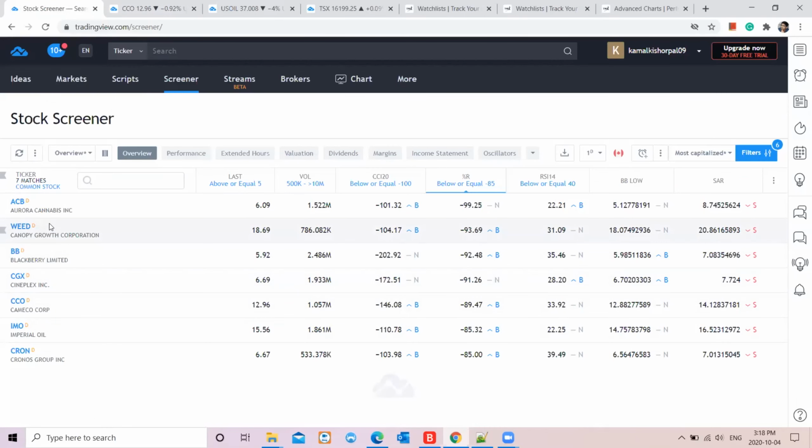What about the last one, Cronos Group? I'm not looking at Canopy at all. Sorry, I'm not looking at Canopy. Both of these are cannabis. Even Cronos is cannabis. So ACB, Canopy, and Cronos, all three are cannabis.